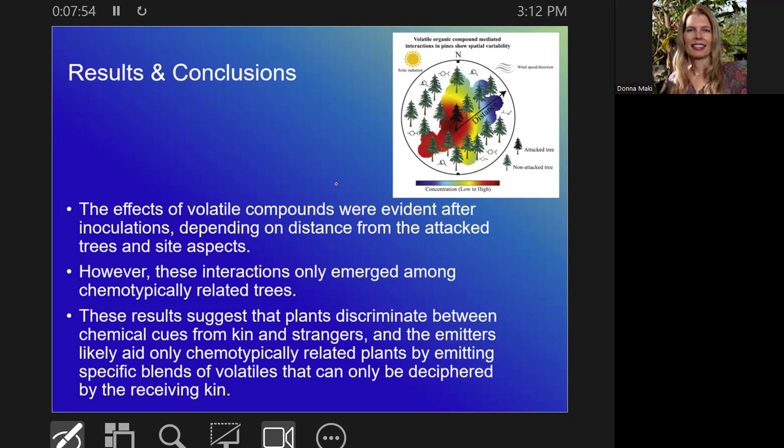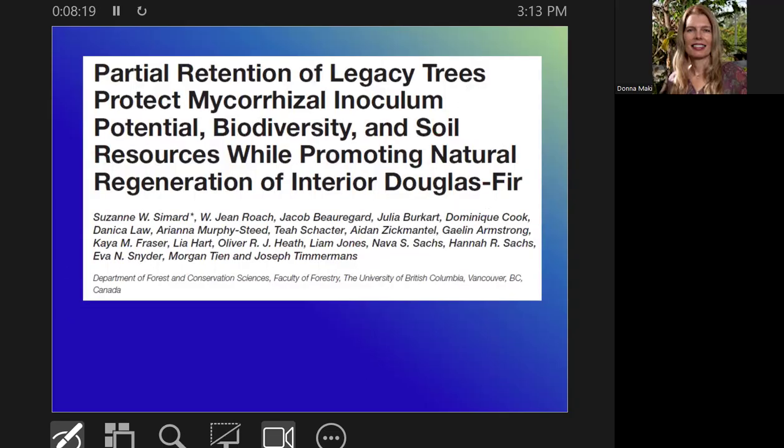But this idea of volatiles, of course, we're going to come back to this too, because as we talked a while ago when we looked at volatile communication, it's a pretty easy way for trees or plants in general to send out signals. It's pretty quick. And in this case, they were showing it seems like it was a very private conversation. The attacked tree was only sending out signals to chemotypically similar trees nearby.